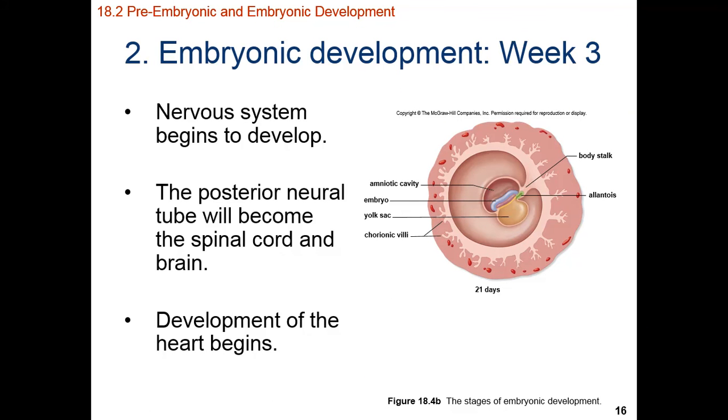As we look at embryonic development at week 3, so 3 weeks after fertilization has occurred, our nervous system is already taking place. Keep in mind, fertilization typically occurs on day 14 of a menstrual cycle. So 3 weeks after fertilization is about 1 week after the woman has noticed she's had a late period. At this point, the embryo's nervous system is developing.